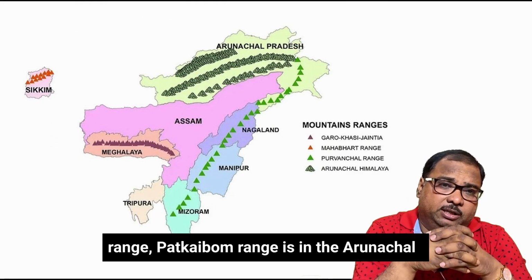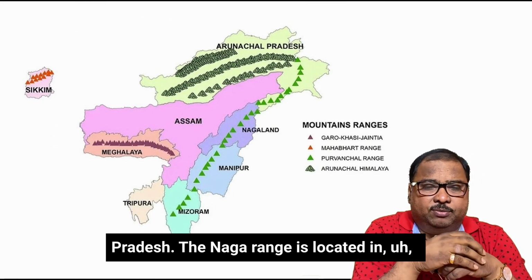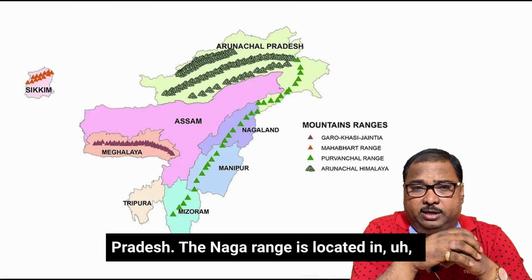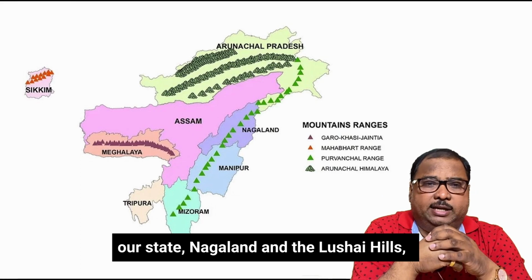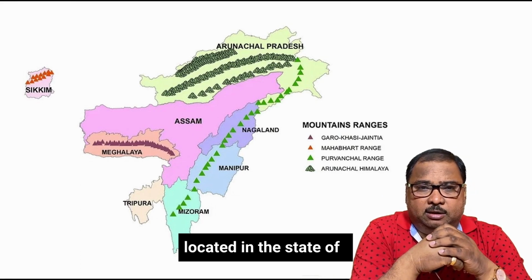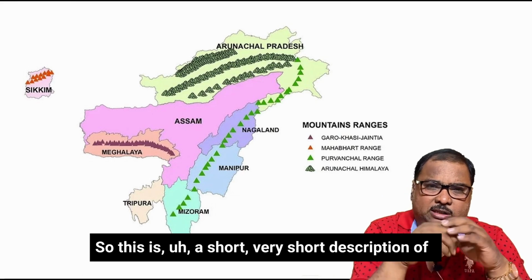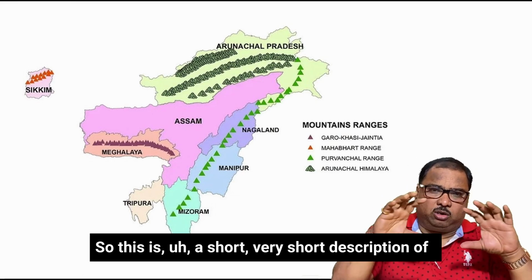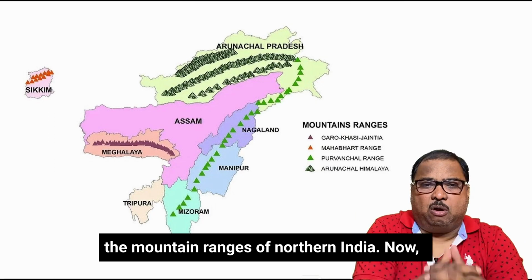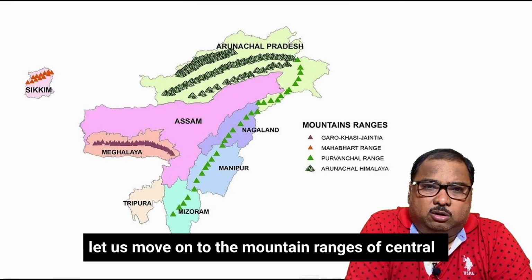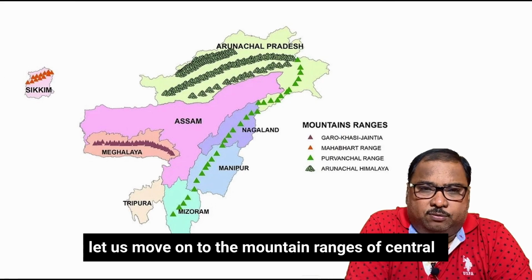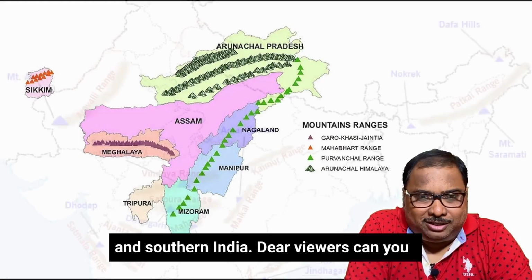Patkai Bum range is in Arunachal Pradesh. The Naga ranges are located in our state Nagaland, and the Lusai Hills are located in the state of Mizoram. So this is a very short description of the mountain ranges of northern India. Now let us move on to the mountain ranges of central and southern India.